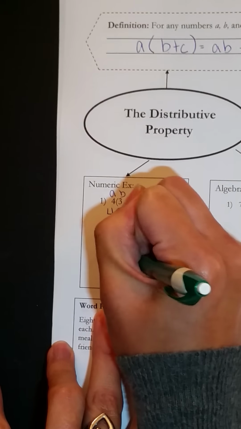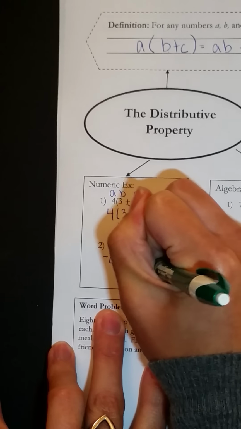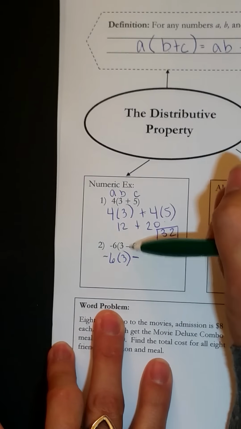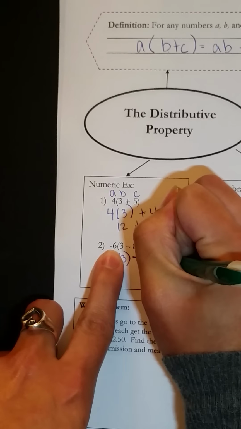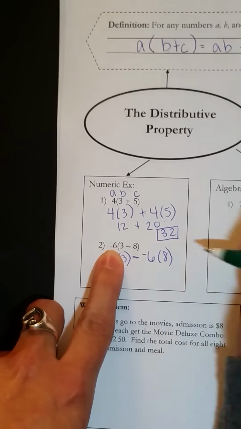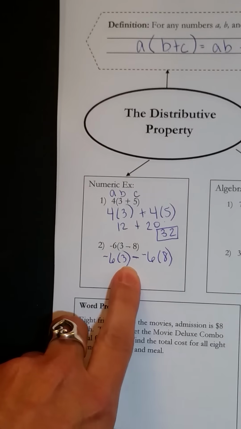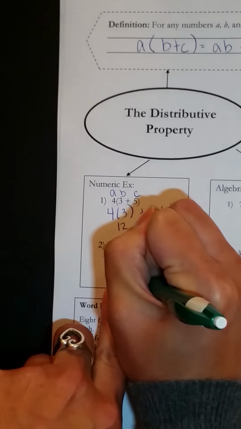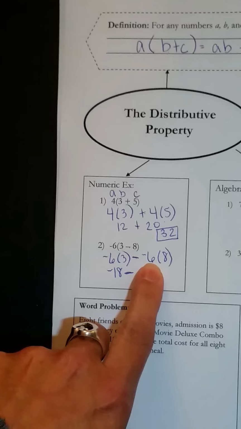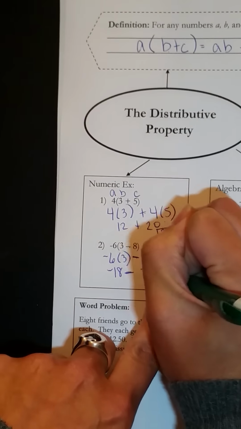Negative 6(3). Now I'm going to use a subtraction sign, because that's what I did here with adding. So use our subtraction sign. And remember again, I have a negative 6(8). So a negative times a positive gives us a negative 18. Go on and put minus. And then a negative 6 times a positive again gives us a negative 48.